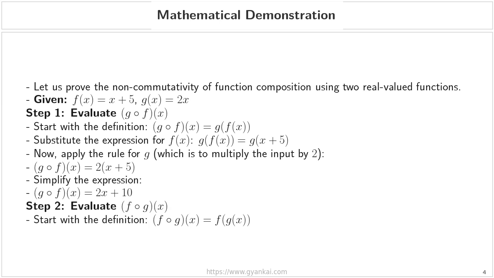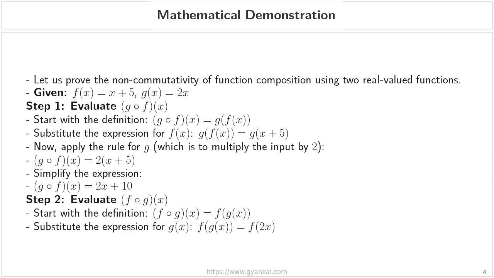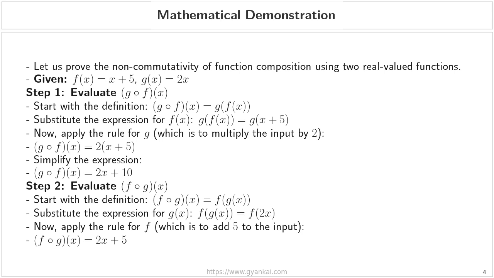Now, let us move to step 2 and evaluate the composition in the reverse order. f circle g of x, starting again with the definition, f circle g of x is equal to f of g of x. We then substitute the expression for g of x, which gives us f of 2x. Now we apply the rule for function f, which is to add 5 to the input. This results in 2x plus 5.